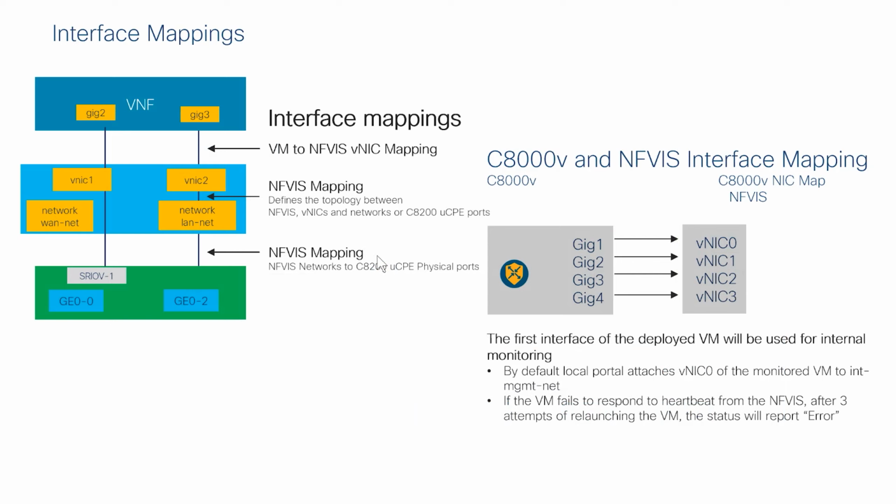It's important to understand the interface mappings of the VNF. The VNIC ID assigned by NFVIS is translated into an interface number inside the C8KV or any other VNF deployed. It's important to understand that VNIC 0 maps to interface Gig 1, as an example, and onwards. It's a best practice to create a management network and manage the uCPE NFVIS as well as the VNFs deployed in a site, potentially other devices on the LAN as well. In our example, VNIC 3 maps to interface Gig 4 and it's used for the management network interface.